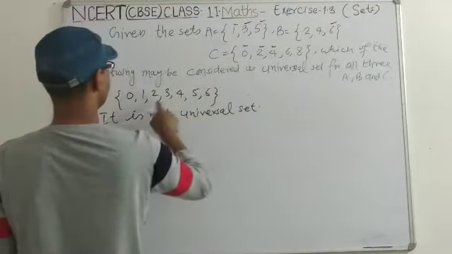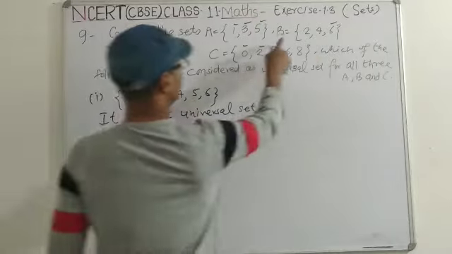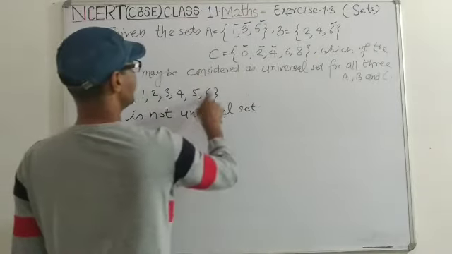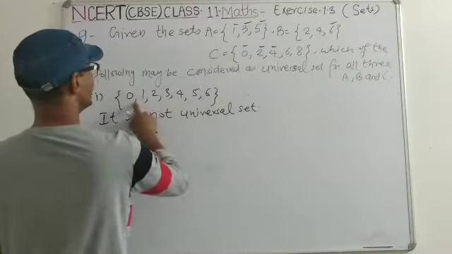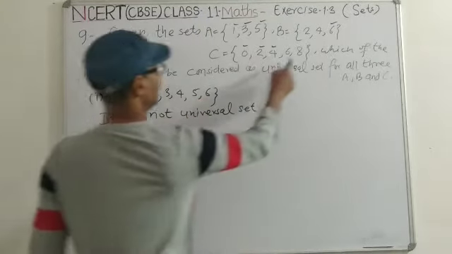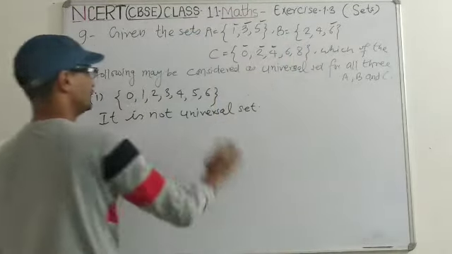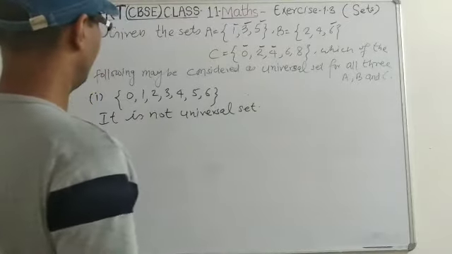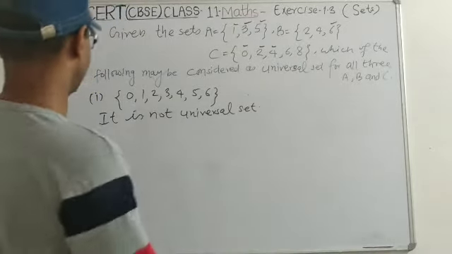All elements of A are here, 1 3 5, B also has 2 4 6, C also has 0 2 4 6, but 8 is not here. 8 is not here, so it cannot be said universal set, so it is not the universal set.